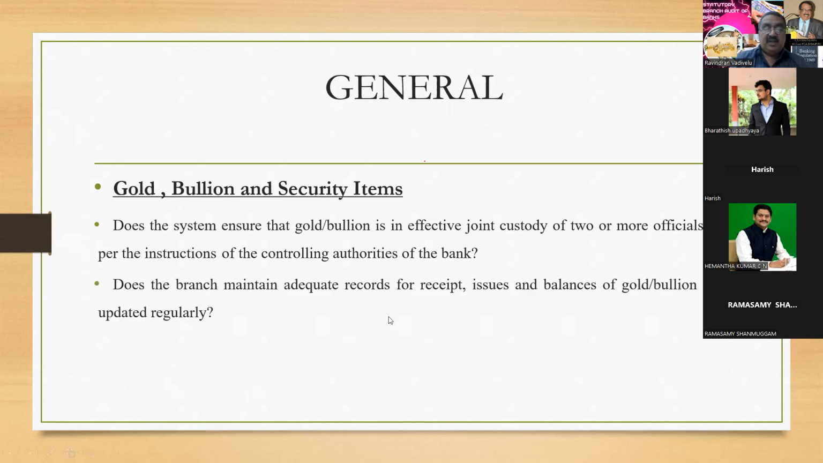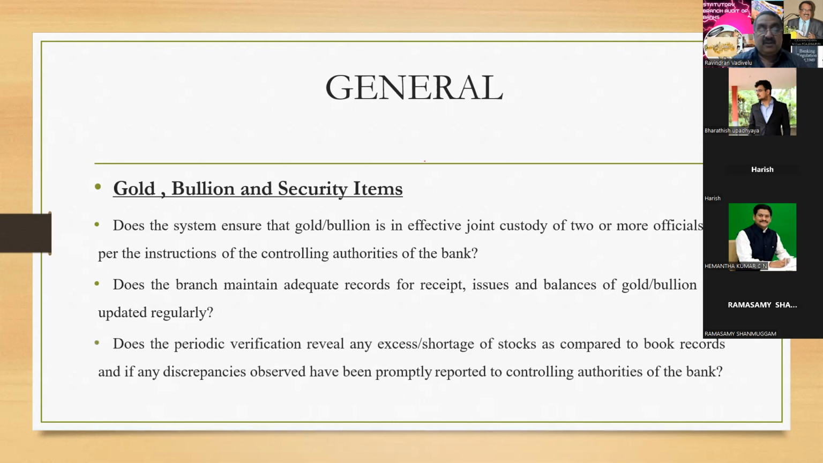And does the branch maintain adequate records of receipts, issues, and balance of gold bullion, updated regularly? This you can find from the bullion stock register. What is the opening balance? Whether any new stock has come, whether you have sold stock, and what is the balance? If you go and verify the balance of bullion, it must tally with the balance stated in the bullion stock register. Whether everything is maintained properly or not, that is the point you have to see.